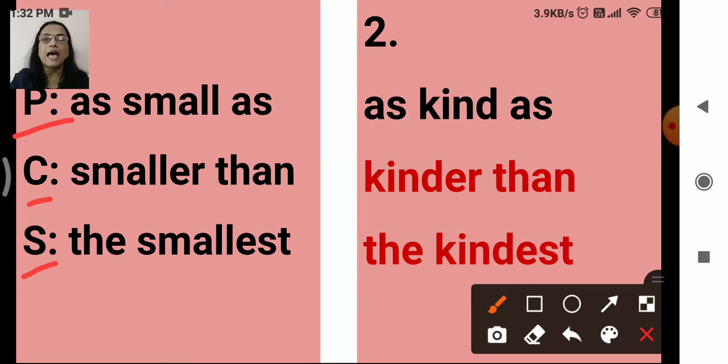So, as small as. They come together in a group, not single. So as small as, the comparative will be smaller than. We have added er. And then the smallest. Followed? Same with the second one: as kind as. You have added er, so kinder than to form the comparative degree, then the kindest.